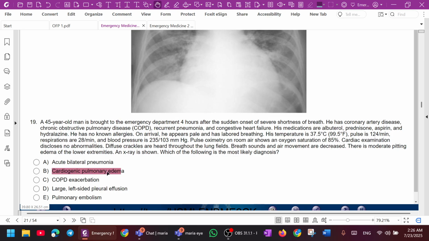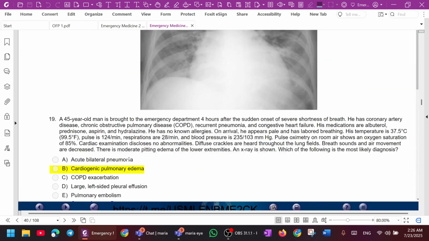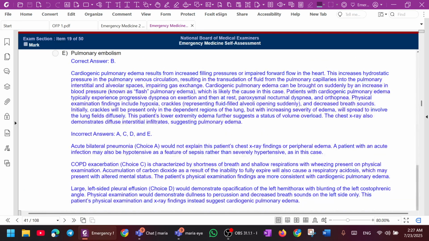So it's cardiogenic pulmonary edema. Cardiogenic pulmonary edema results from increased filling pressure or impaired forward flow in the heart. This increases hydrostatic pressure in the pulmonary venous circulation, resulting in transudation of fluid from the pulmonary capillaries into the pulmonary interstitial and alveolar space, impairing gas exchange. It can be brought on suddenly by an increase in blood pressure, known as flash pulmonary edema, which is likely the cause in this patient.